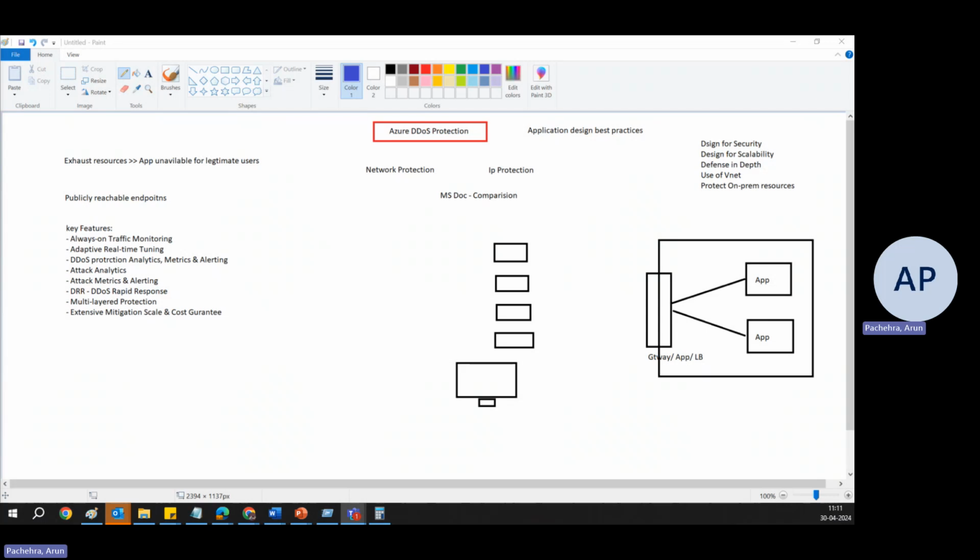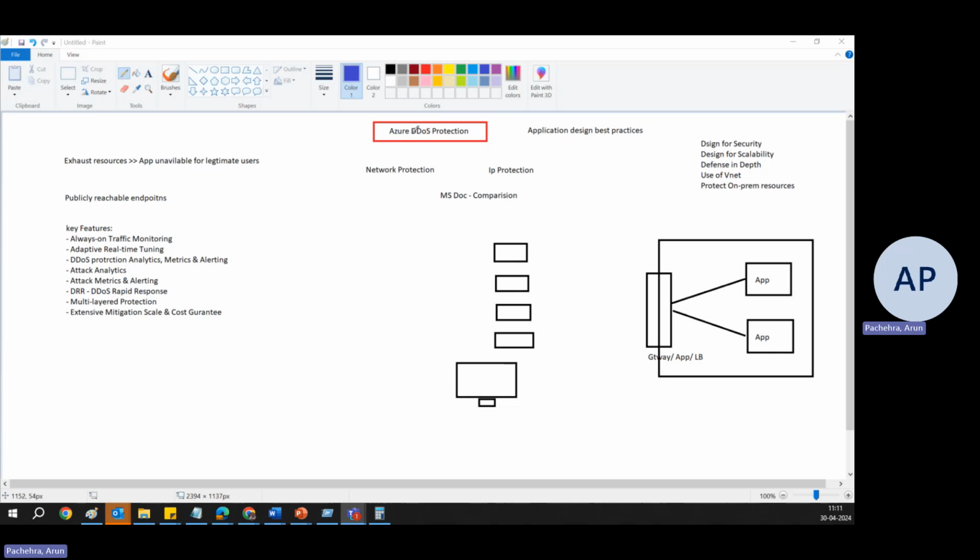Welcome to Pachera Talks. Today we are going to talk about Azure DDoS Protection in our Security Specialist series. So, before we dig into the service that Azure offers, which is Azure DDoS Protection, let's talk about a few words.